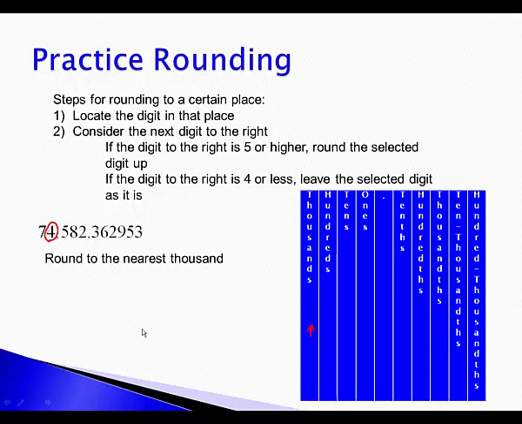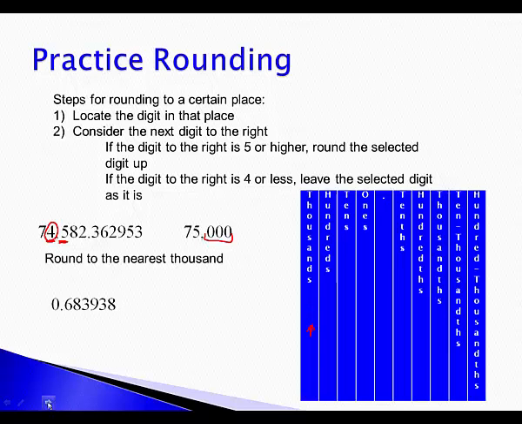This time it says consider the next digit to the right. The rules are still the same, whether I'm rounding to 1,000 or 1,000th. So I go to the next digit to the right, and if it is 5 or higher, I round the selected digit up. Well, in this case, it is a 5, so I will round this up. When I do that, you will need to notice that I do need to fill in the rest of this with zeros so that I get 75,000, not just 75. Let's look at another one.